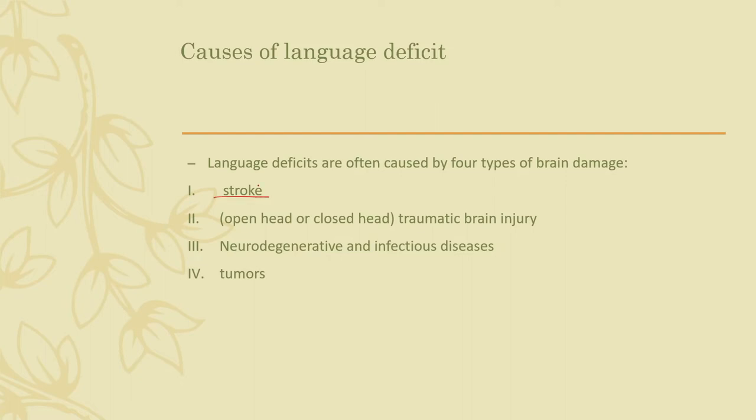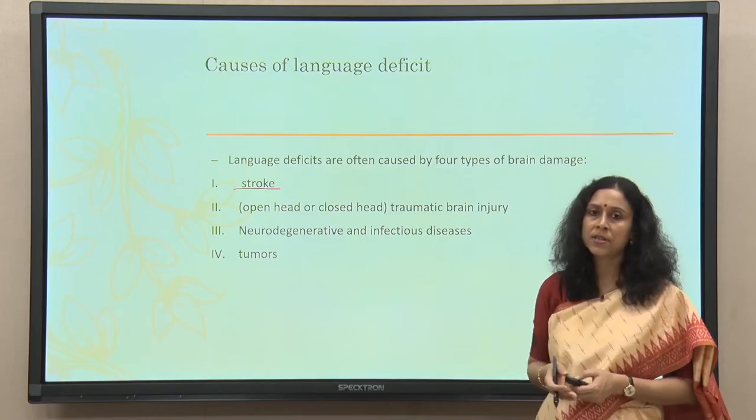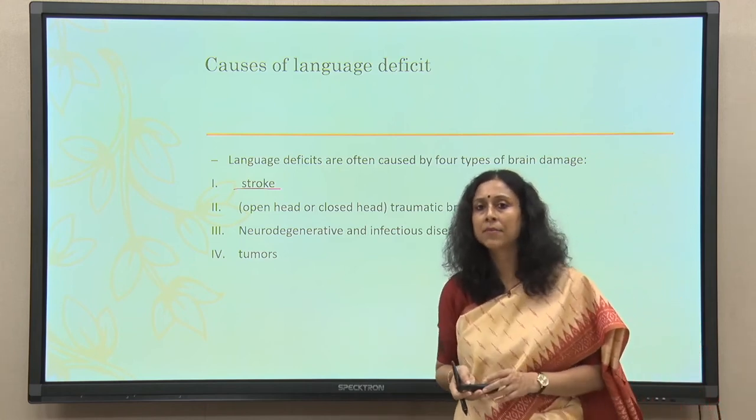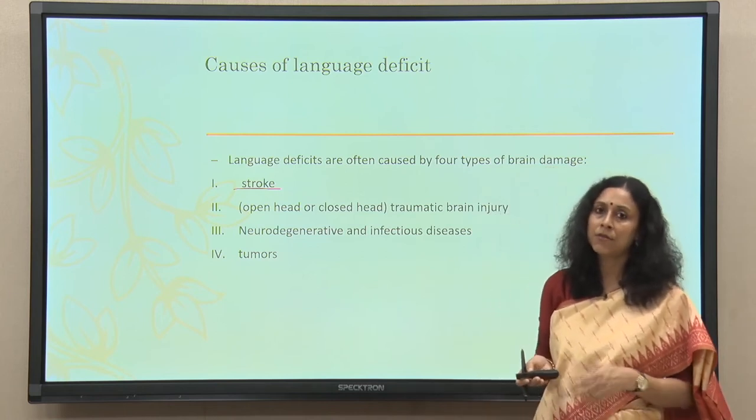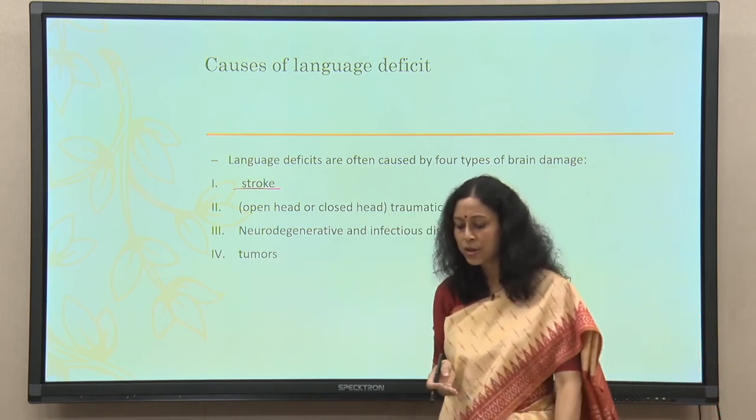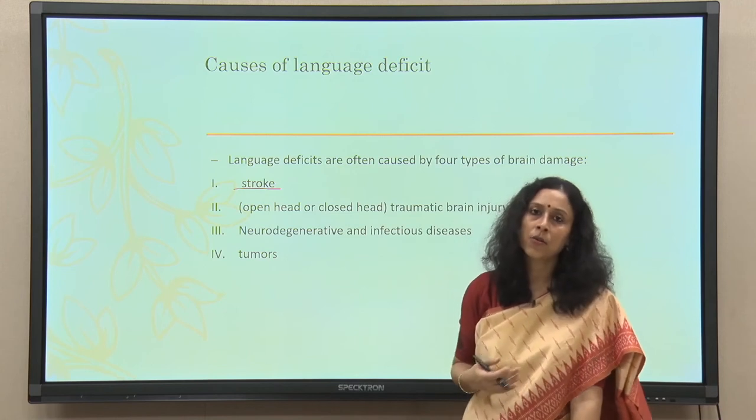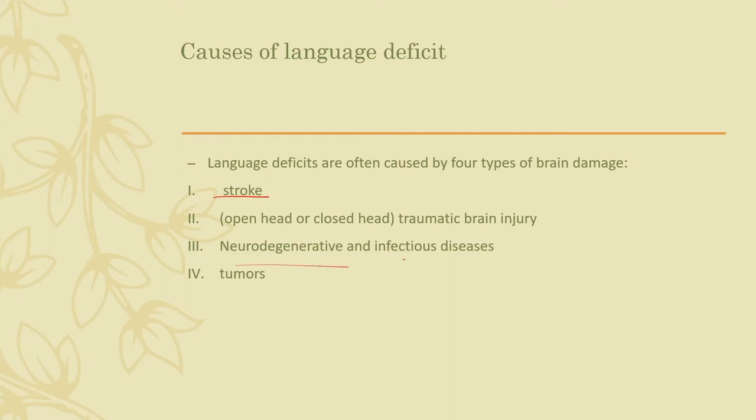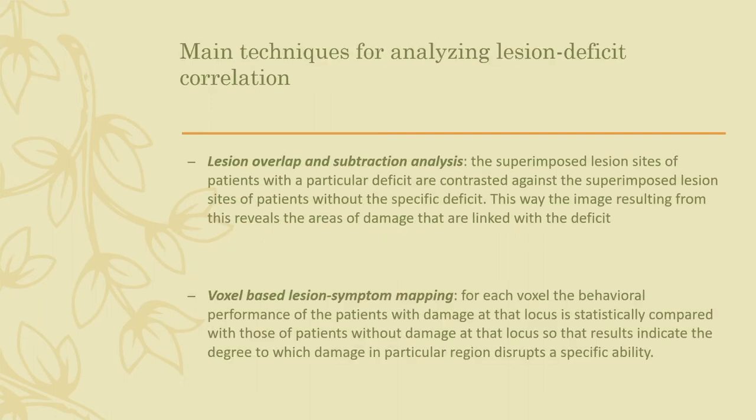Stroke is very common. After a stroke, the patients sometimes permanently, sometimes for a short period of time, lose certain linguistic ability, if not entirely. So, stroke is one. Then either open head or closed head traumatic brain injury, neurodegenerative and infectious diseases, and of course, tumors. Neurodegenerative diseases happen at an advanced stage, but others can happen anytime. So, these are typically the reasons that are connected to language deficit.